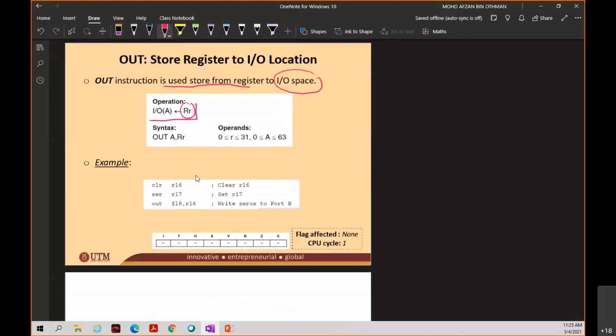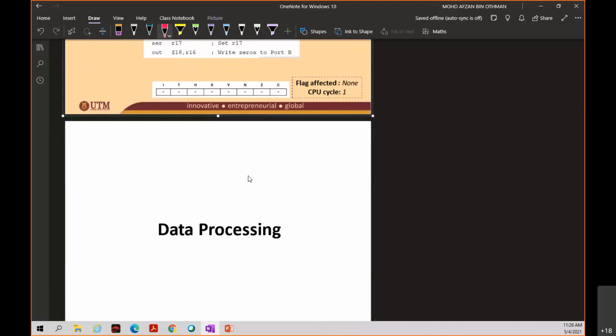Get the value from RR, the source register, and put it to the location of your IO address. The syntax is OUT A, RR. Your A can be from 0 to 63, while RR is from R0 to R31. So that's it for the data movement. Any question for the data movement?